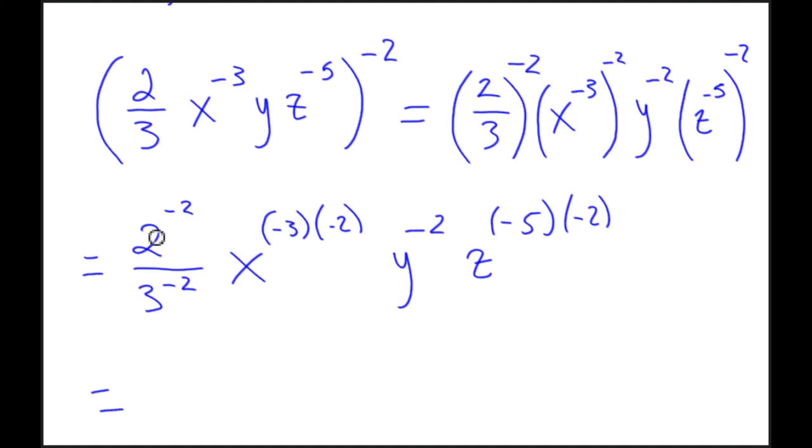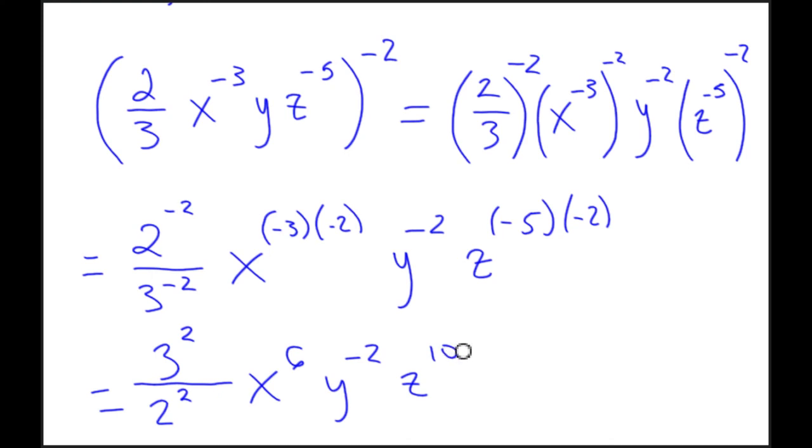We would like our final answer to have no negative exponents in it. So first, if you have a 2 to the negative 2, to get rid of that negative 2, it's going to turn into a 2 to the positive 2 in the denominator. And similarly, that 3 to the negative 2 in the denominator is going to turn into a 3 to the positive 2 in the numerator. Considering our x's, we have negative 3 times negative 2, so that's x to the positive 6th. We have y to the negative 2nd, and then z to the negative 5 times negative 2 is positive 10.